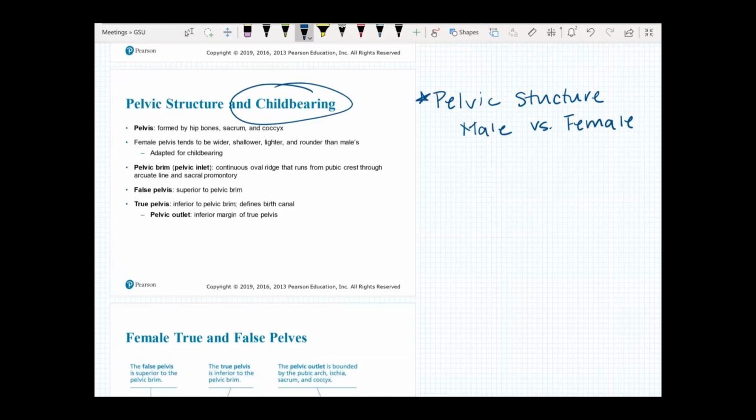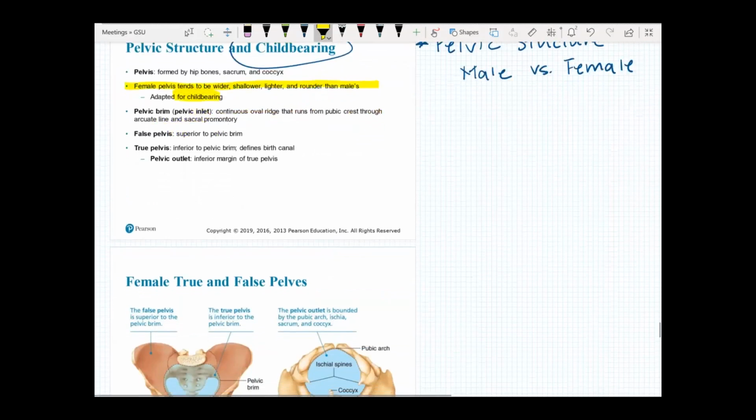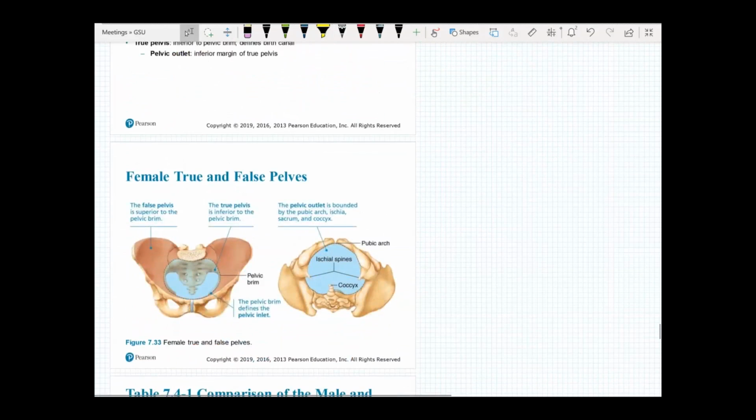The female pelvis will tend to be wider, shallower, lighter, and rounder than a male's in order to produce and bear children. So what's going to happen with these is the female pelvis tends to be wider, shallower, lighter, and rounder. So we're looking at these female pelvises here.